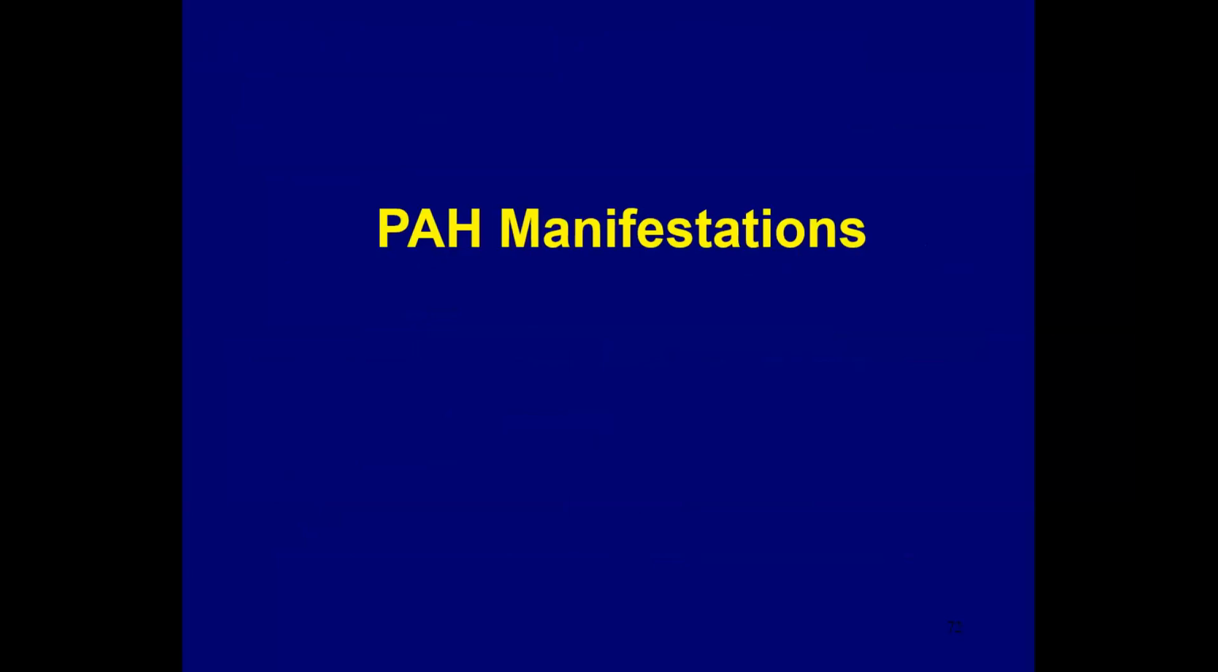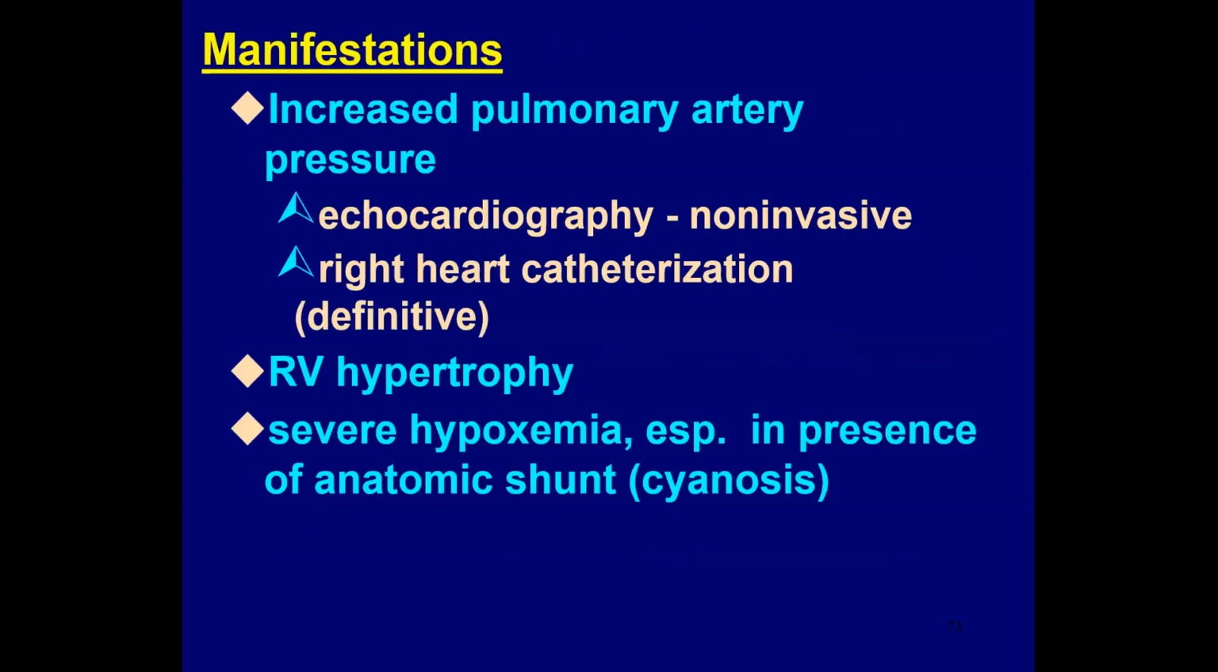So the manifestations of PAH. First, increased pulmonary artery pressure. And this can be diagnosed with an echocardiograph, which is non-invasive, or with a right heart catheterization, which is definitive, of course, much more invasive and more likely to produce adverse outcomes. We'll also have right ventricular hypertrophy, and this can even be seen on a chest radiograph. The patient will be severely hypoxemic, especially if they have an anatomic shunt, such as an atrial septal defect. They will be cyanotic.